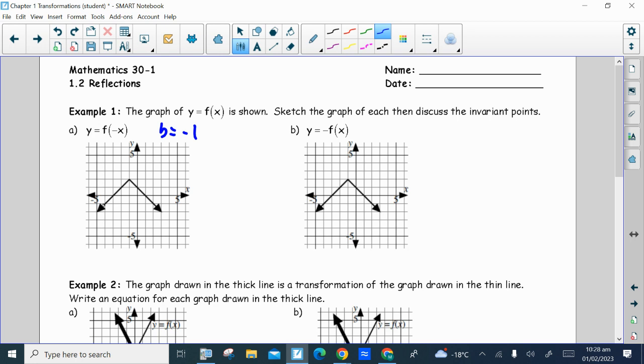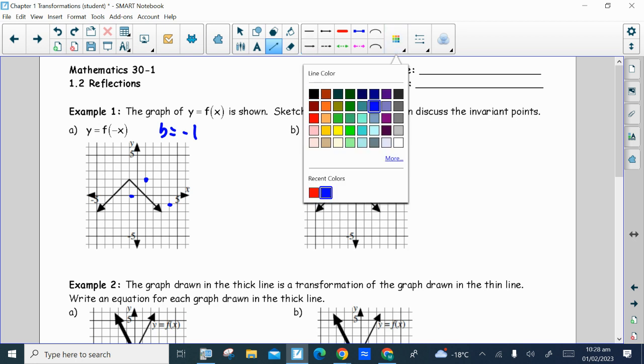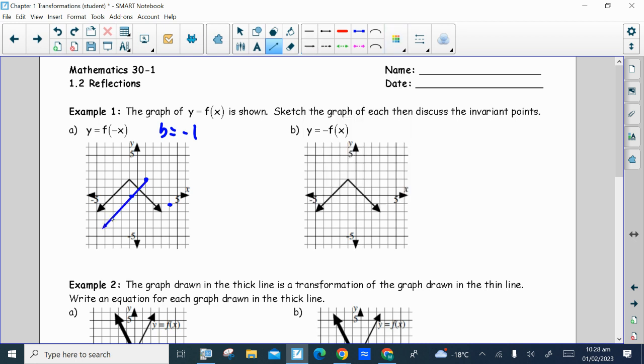So this point here is 4 units to the left of the y-axis. That'll reflect 4 units to the right. The cusp of this graph is 1 unit to the left. That will reflect 1 unit to the right. And let's take this x-intercept on the right. It is 1 unit to the right. It'll go 1 unit to the left. Really, that's all the points we need here. This is what the graph will look like after a reflection across the y-axis.